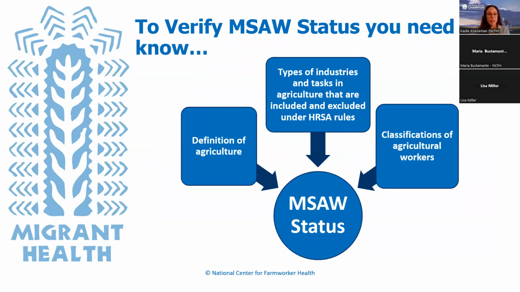To verify agricultural worker status, specifically migratory or seasonal agricultural worker status, you need to know three things: the definition of agriculture, the types of industries and tasks in agriculture that are included and excluded under HRSA's rules, and the classifications of agricultural workers. So we're going to break these three things down and go into some more detail.